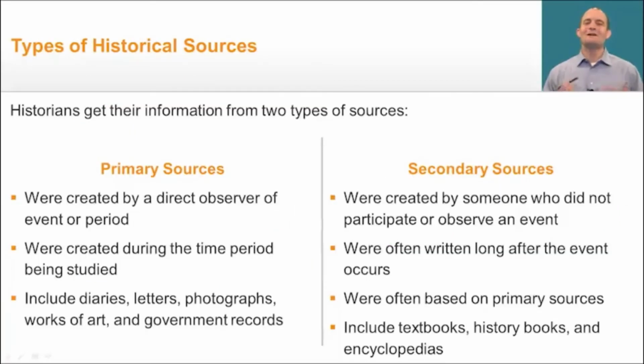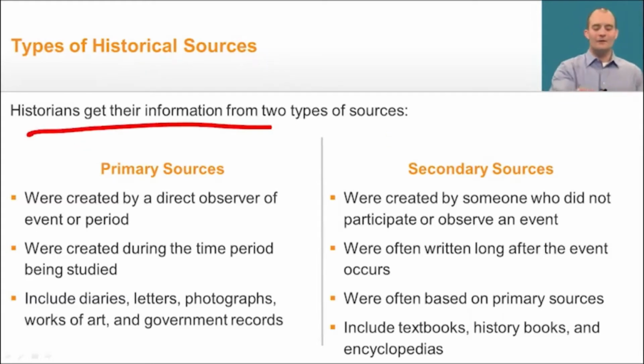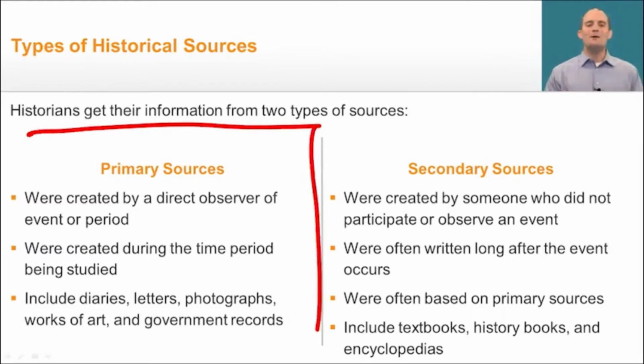So as you're learning to become a historian, you're going to be looking at two different types of historical sources. The first are primary sources, and the second are secondary sources. Let's take a look at the first, or primary sources. Primary sources were created by a direct observer of an event or period, someone who was actually at the event. In addition, they were created during the time period that's being studied. These can include things like diaries, letters, photographs, works of art, and government records.